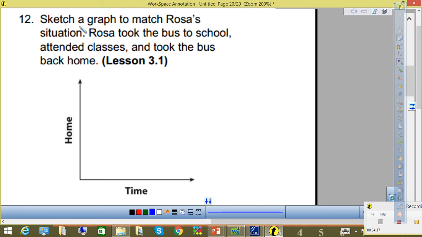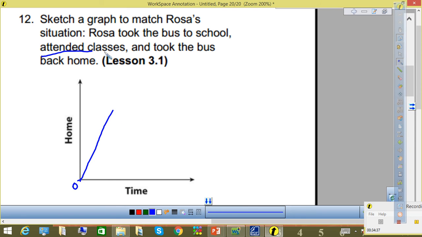It says, sketch a graph to match Rosa's situation. Rosa took the bus to school, attended class, and took the bus back. So we start at 0. And once again, 0 is when she's at home. Away from home is up here. Same thing. 0 time expired and time expired going this way. So Rosa took the bus. Do we go slow in a slope like this, or do we go a quick slope up? You go fast. Quick slope up. There it is.